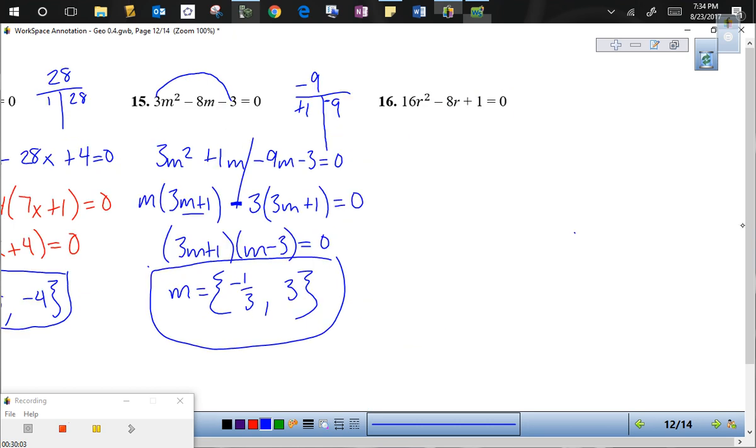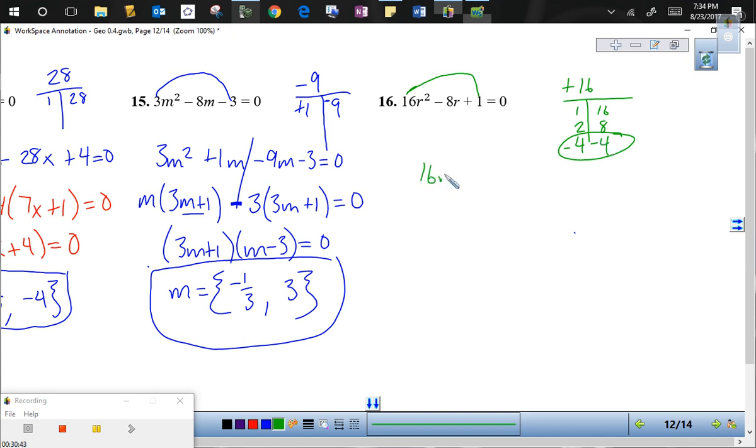Alright, looking at our next one here. 16 times 1 is 16. And I'm looking for a sum, since it's positive, of 8. 1 and 16 don't work. 2 and 8 don't work. 4 and 4 do work. Okay, but it's negative 8. Remember, just like with easy factoring, this means the same sign. Since it needs to be negative, that means our signs both have to be negative here.